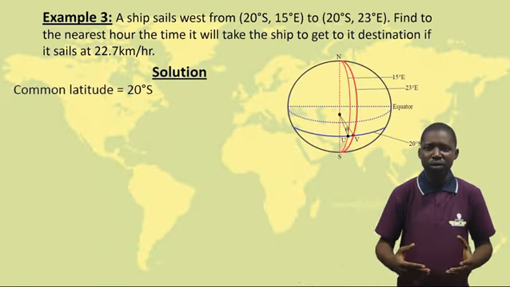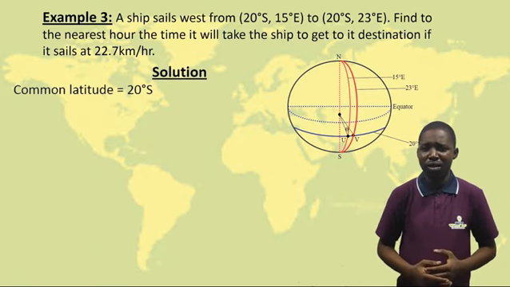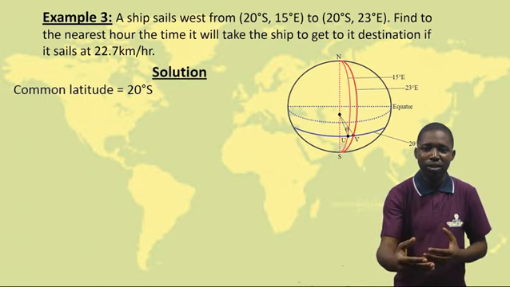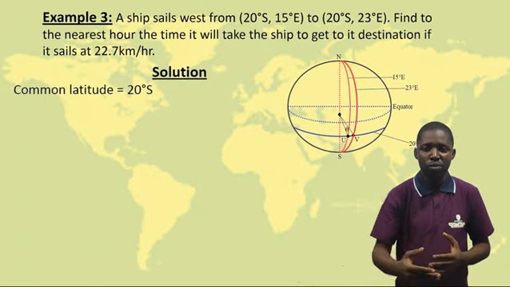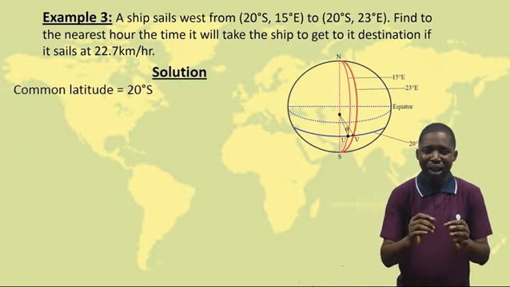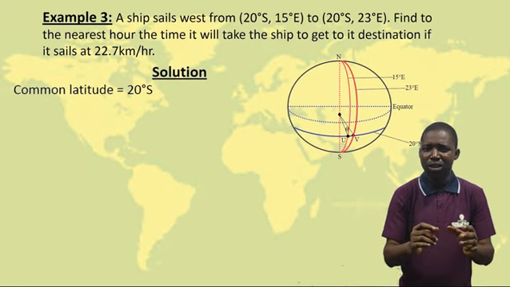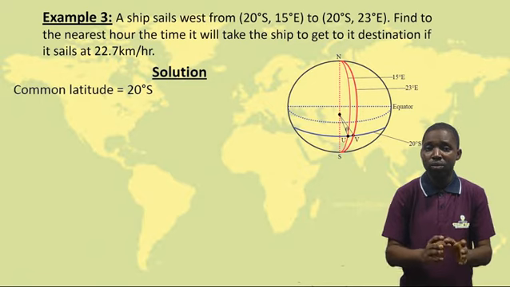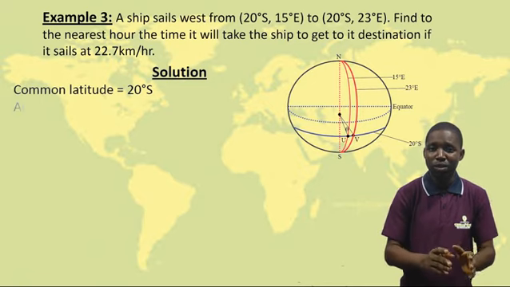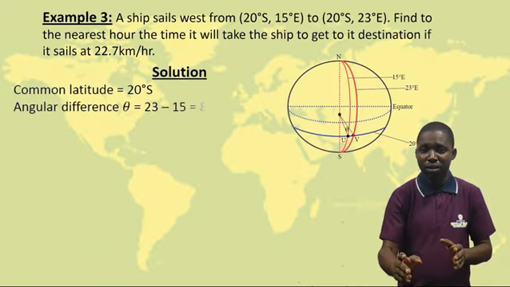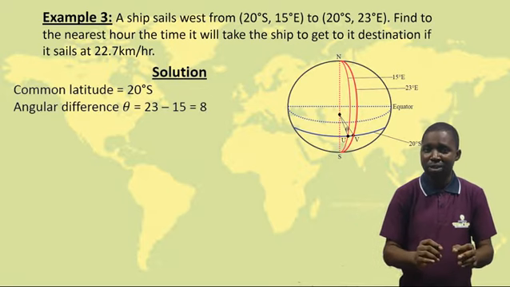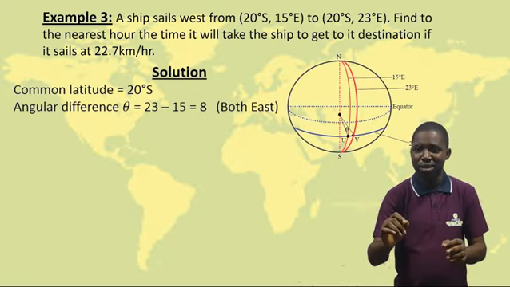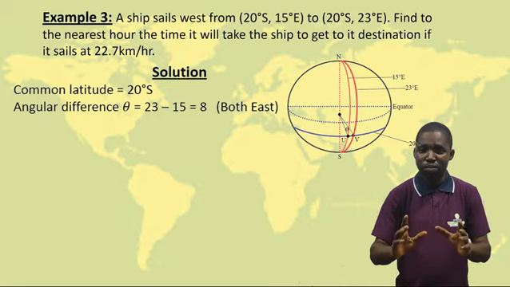Okay, before we use the formula in full, let's talk about our theta. How do we get our theta? Remember, we have 23 degrees east. We also have 15 degrees east. They have the same position. In our knowledge of angular distance or angular difference, we subtract for same position. 23 minus 15, that is 8. I'm subtracting because I'm having east and east, that is same position.